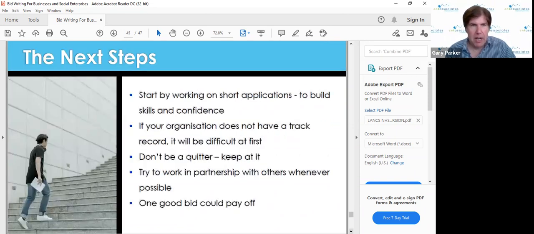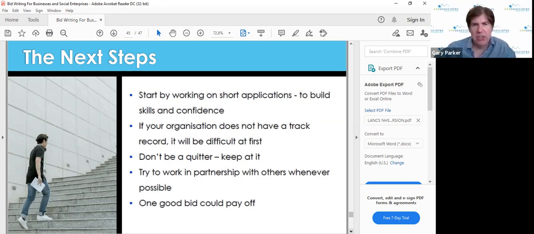So the next steps, just to finish off, start by working on short applications to build your skills and confidence. It's better to write 10 small applications because law of averages is more likely to succeed rather than writing one very large bid, which may have less of a chance.